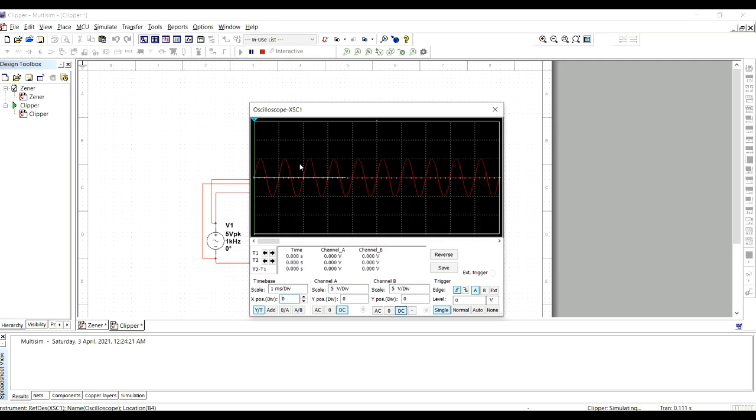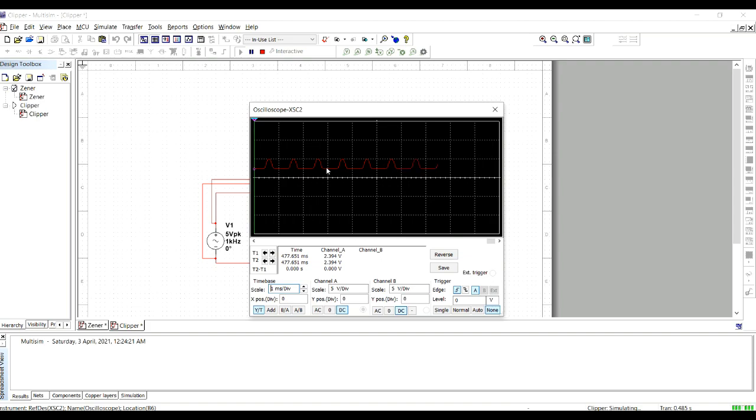This is the input waveform generated by the function generator. This is the output waveform after the signal has passed through the circuit. From this graph, we can see that the positive part remains and the negative part is gone.